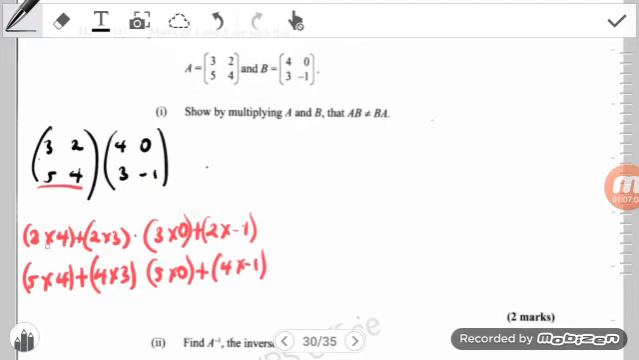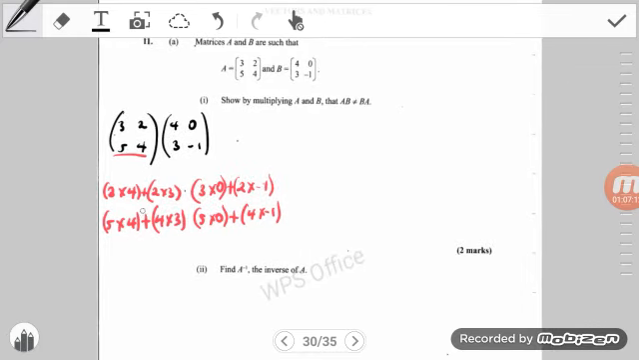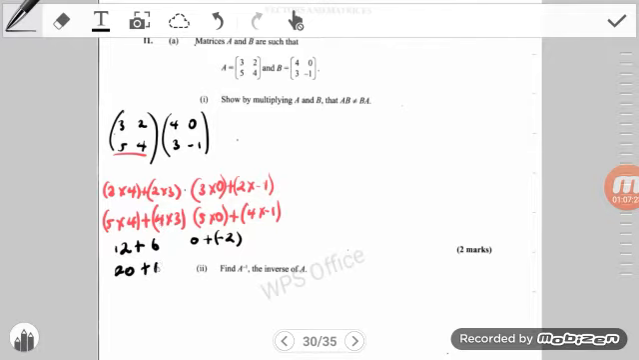So 3 times 4 is 12. So I'm going to bring this here. So 3 times 4 is 12 plus 2 times 3 is 6. 3 times 0 is 0 plus 2 times negative 1 is negative 2. 5 times 4 is 20 plus 4 times 3 is 12. 5 times 0 is 0 plus 4 times negative 1 is negative 4. Alright?